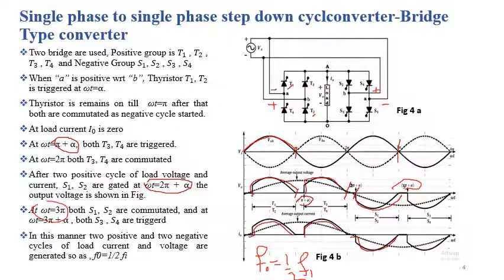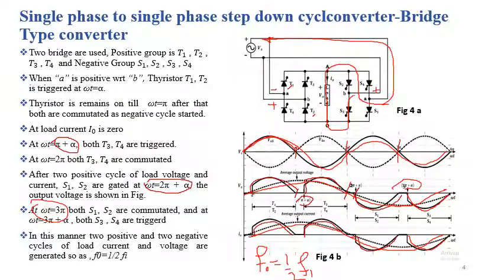At ωt = 3π + α, the load current will follow this path, and we are getting the output voltage like this. And we can clearly see from figure B, the average output voltage will be like this, and the average output current will be like this. So we can say that for the two cycles of the input signal, we are having one complete cycle of the output voltage and current.